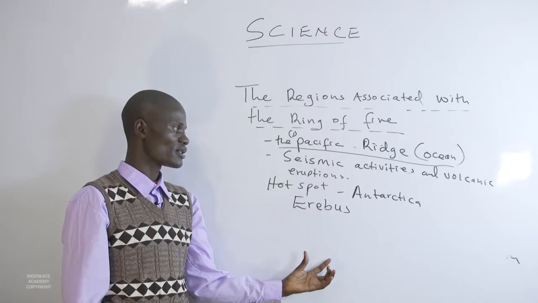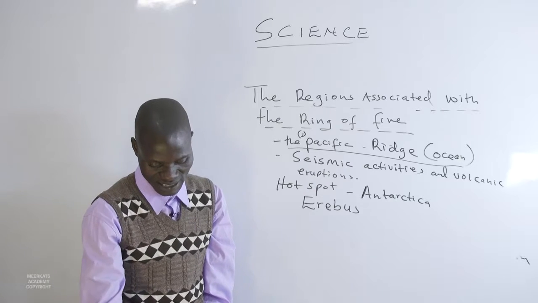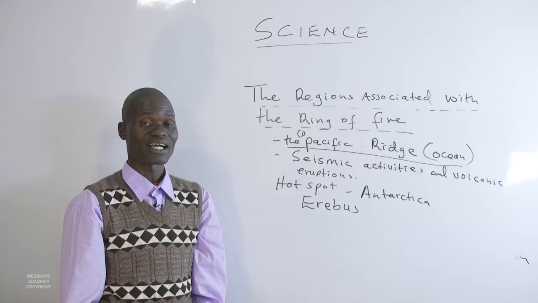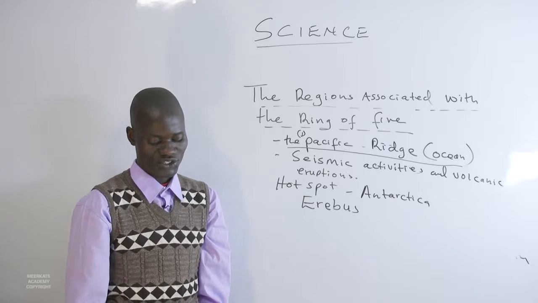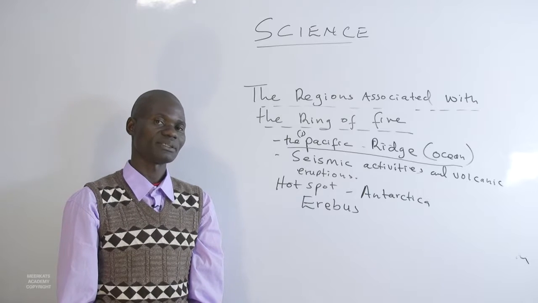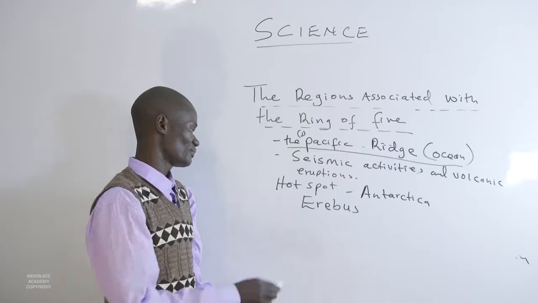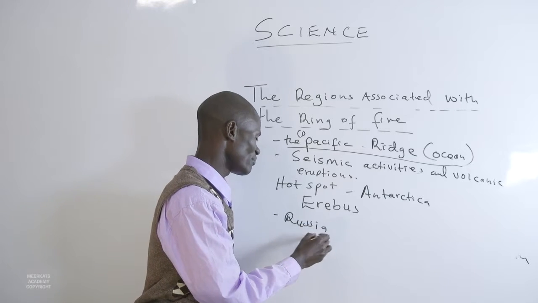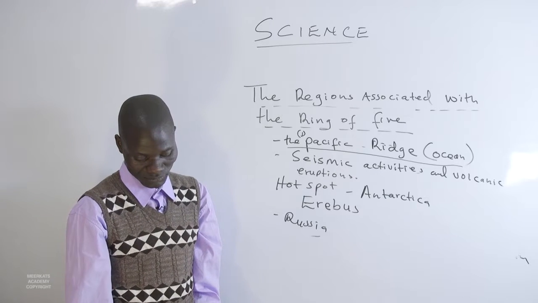And also when we come to the regions where we can find this, some of the most active volcanoes are found on the western edge, from the Kamchatka Peninsula. That one is found in Russia. Remember, Russia is found in Asia.